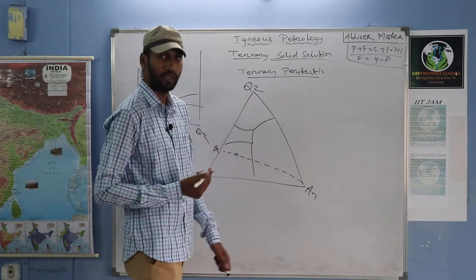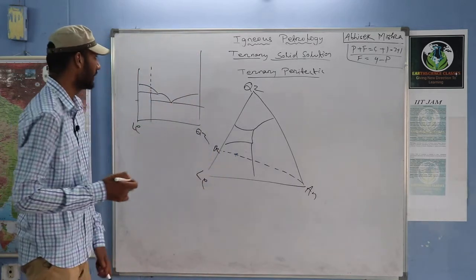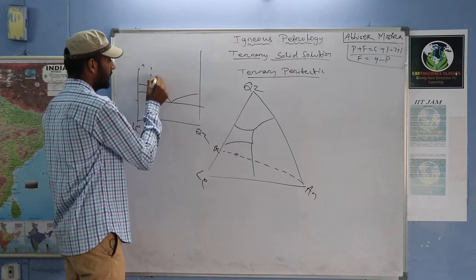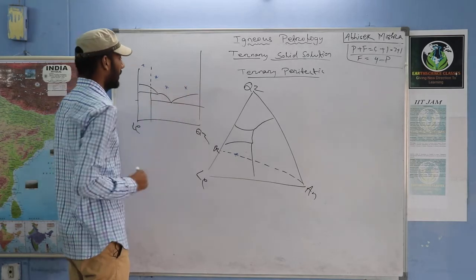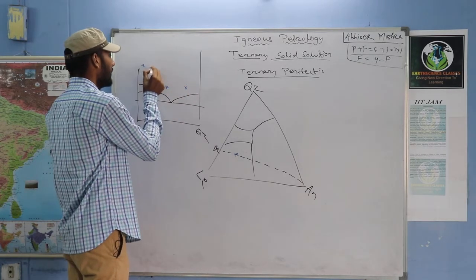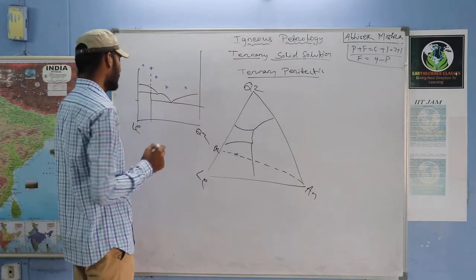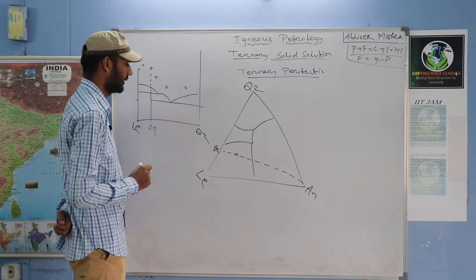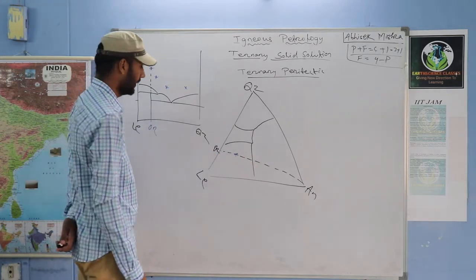Then what will happen? What is the end point here? Similar to binary peritectic also. So we have discussed this point, this point, this point, right? So let's consider a point here. What will be the final composition if I take a composition on this orthoclase and anorthite line in ternary?